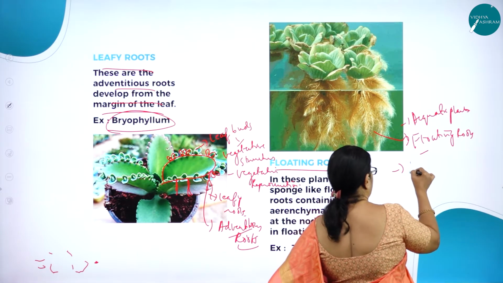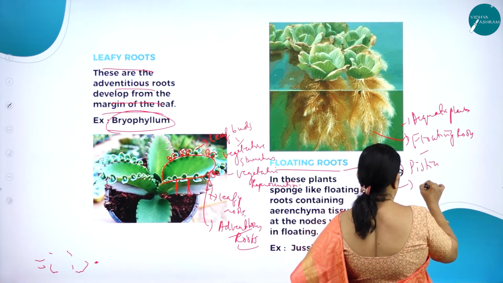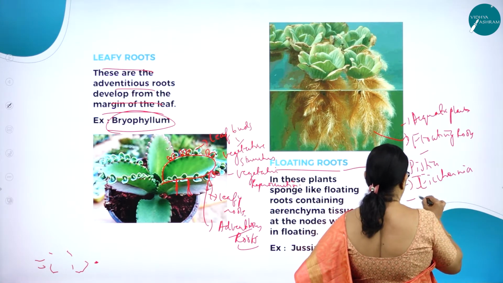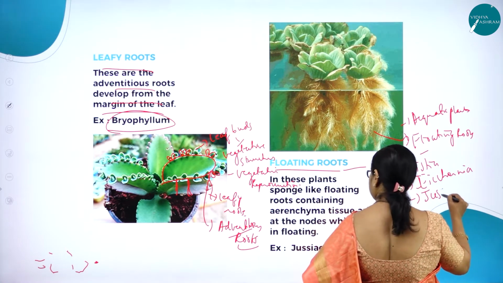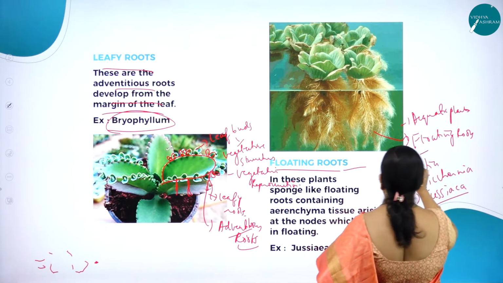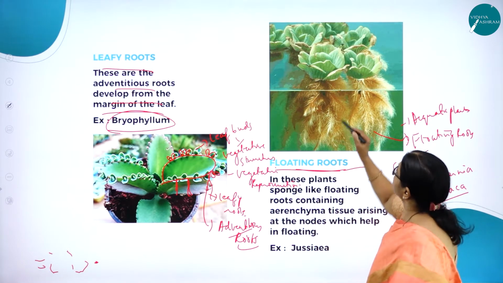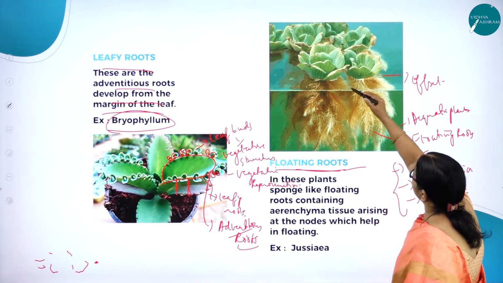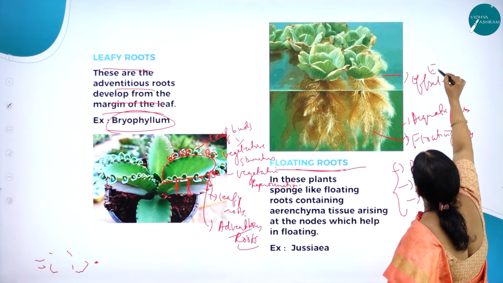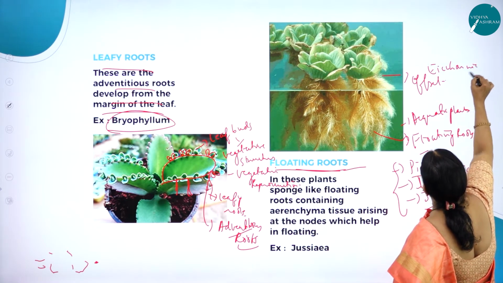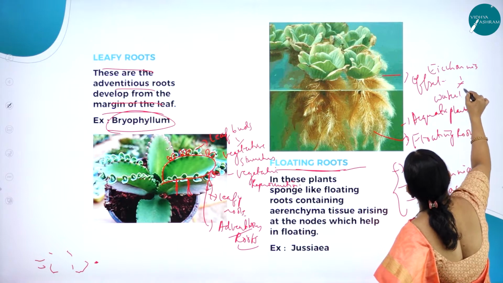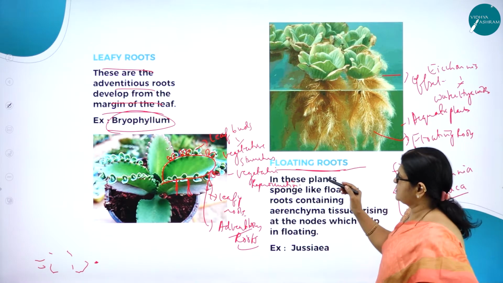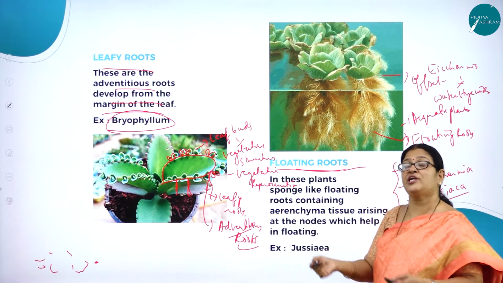Aquatic plants like Pistia, Eichhornia. Then you can see one more called Jussiaea. All these are the examples. So they are floating roots. Here you can see the beautiful offset, and that is Eichhornia. Eichhornia is also called as water hyacinth. Such roots are meant for floating in water.